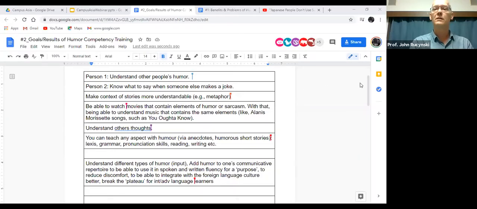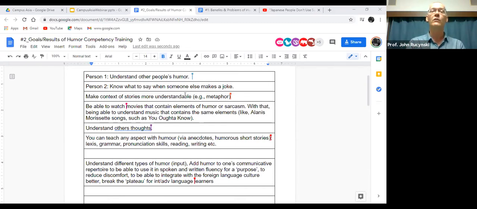Okay, let's look at this document together. I will share my screen again. Okay, so understand other people's humor. Again, seems simple, but that is something that is very challenging in the L2. Next one, know what to say when someone else makes a joke. So yeah, this could be response, reaction, appreciation. So we need to signal that we got the joke, or maybe we didn't get the joke.